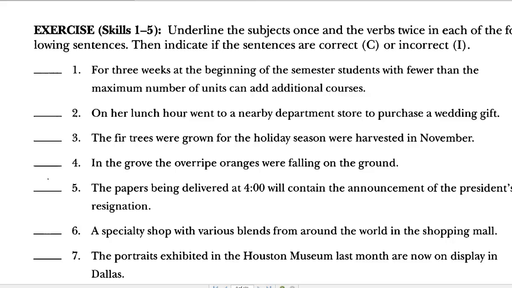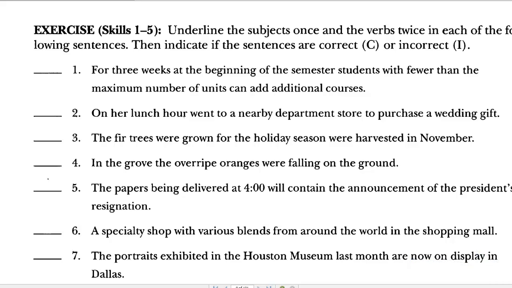Number 3. The fir trees were grown for holiday season were harvested in November. The fir trees, this is the subject, this is the verb, were grown for holiday season, were harvested. This is a verb and this is another verb, so I have 2 verbs, an extra verb, which is incorrect also.